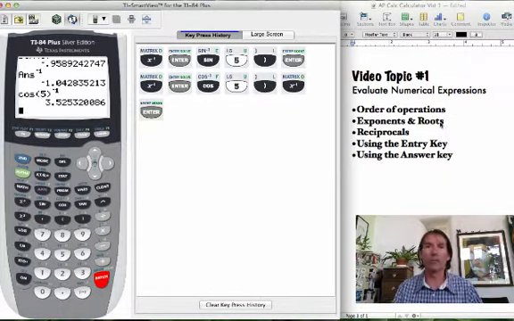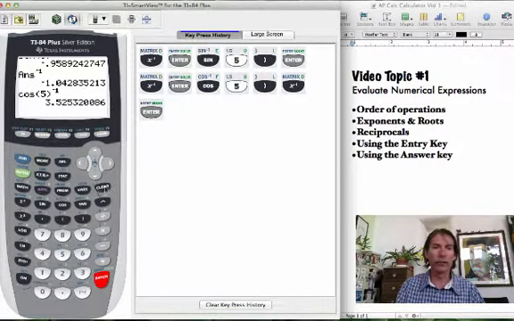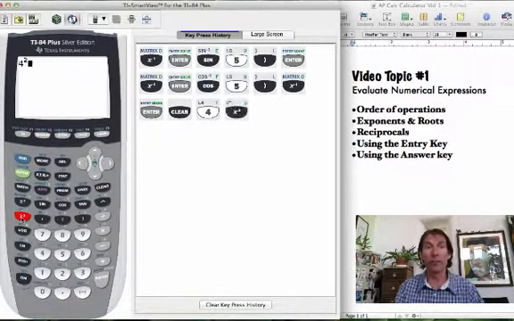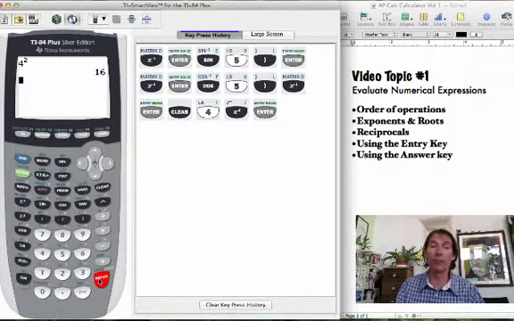Now we're going to look at exponents and roots. On your calculator, you have some buttons here for exponents. So say if I wanted to raise 4 to the second power, you probably know how to do that. You could just hit 4, x squared. That's easy. If you want to raise 4 to the third power, there's a couple of ways to do it.